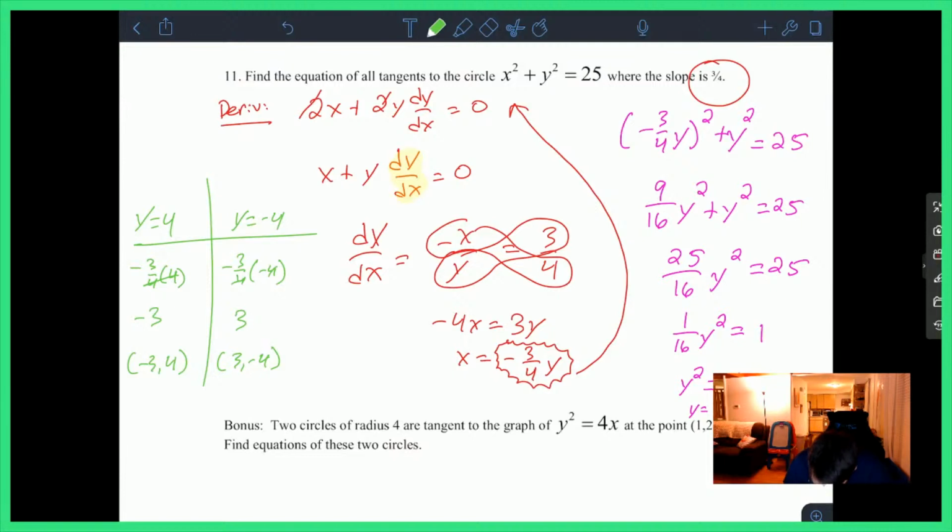And so I need to find the equation of all tangents where the slope is 3/4. I suppose I just need to do y minus y1 equals m times x minus x1, and I know the slope of both of them is 3/4.